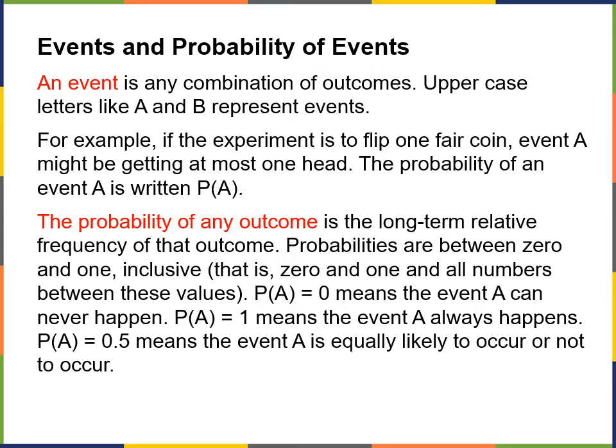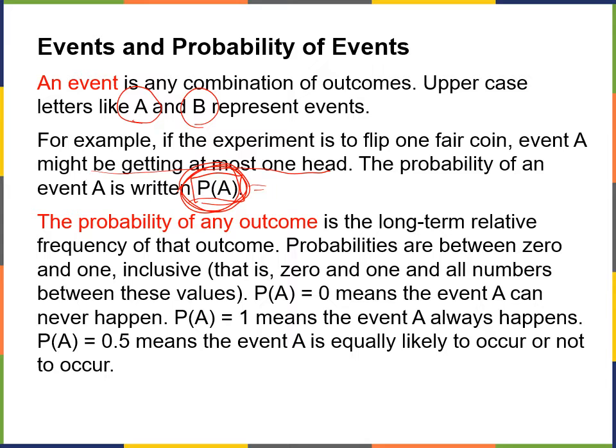So an event is any combination of outcomes, right? So you look at the outcomes, you look at combinations of outcomes. Usually we use capital letters, like I said a second ago, A and B, to represent those events. And so if we said P parenthesis A, that would be the notation of saying the probability that event A occurs, okay? So we're trying to calculate the probability that event A occurs. So if event A represents getting a head, then the probability of A, P(A), would represent the probability that you get a head. Okay?